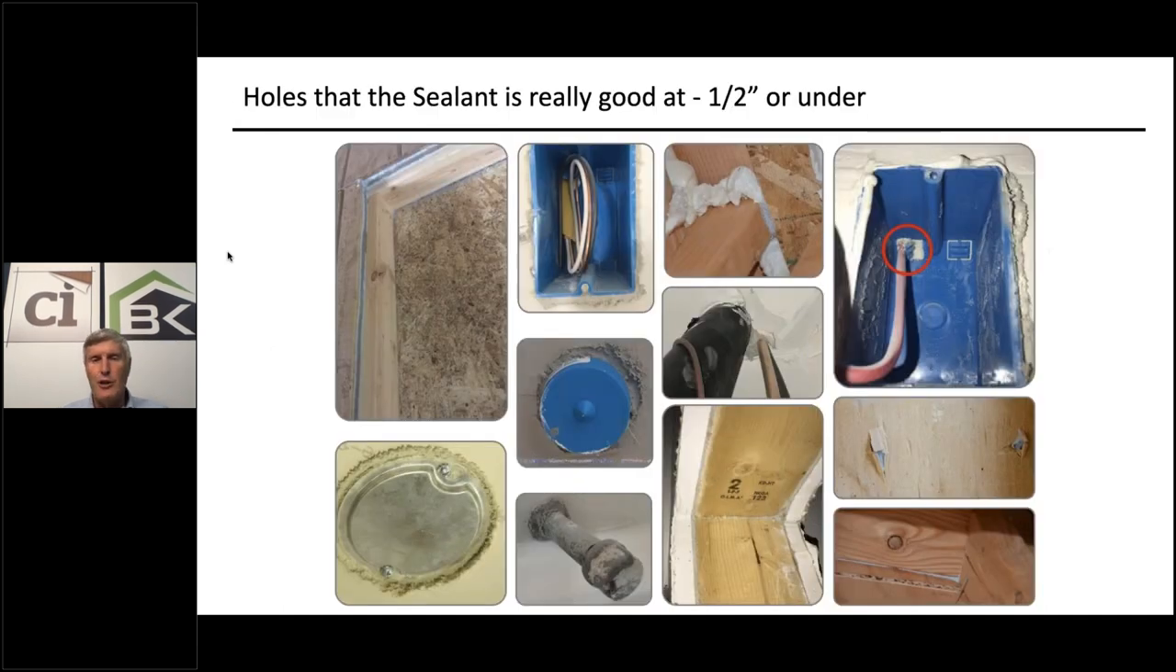And here's the thing: the sealant is really good at holes under a half an inch diameter, maybe 5/8 inch diameter. So you do a nice job as builders getting the big holes. Architects, you design in details to make sure we got the big holes. These are the holes that frankly are really difficult to find after the fact.